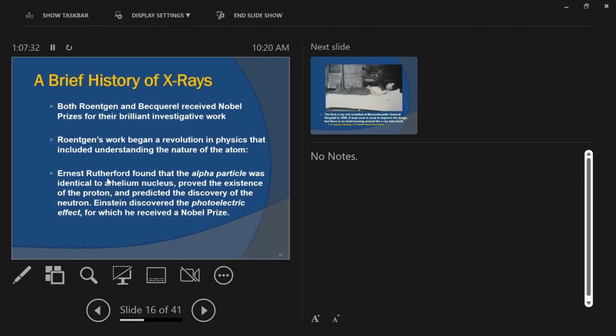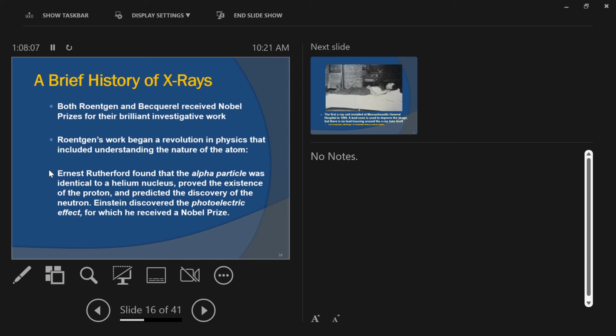Röntgen and Becquerel receive Nobel Prizes. Röntgen discovers man-made radioactivity, X-rays. Becquerel thought he rediscovered X-rays on accident, but actually discovered particulate radiation, which was hugely important, which leads to people like Rutherford discovering things like the proton later on. Okay, so really important that he discovers natural radioactivity. And so what we say is Röntgen's work began a revolution in physics that included understanding the nature of the atom, so further understanding the nature of everything.